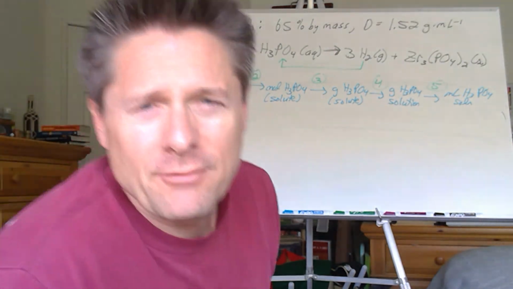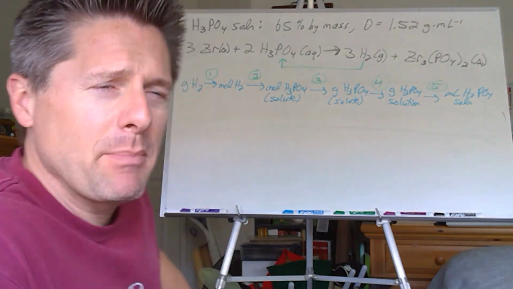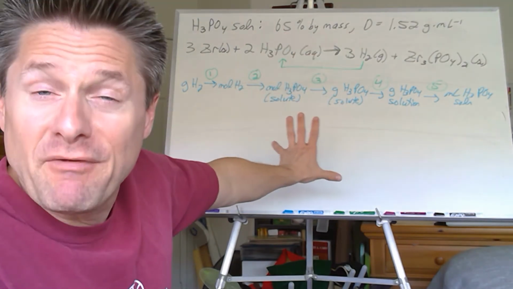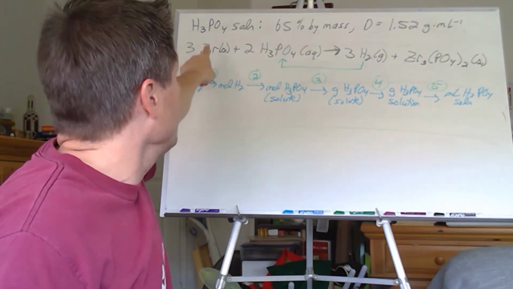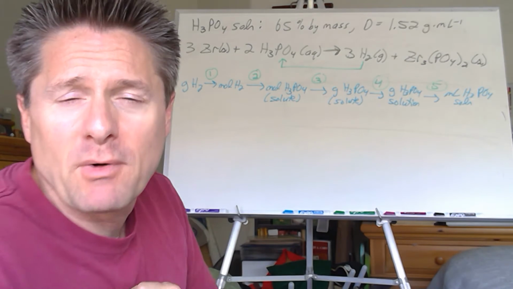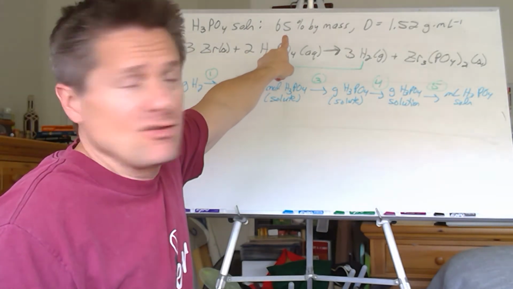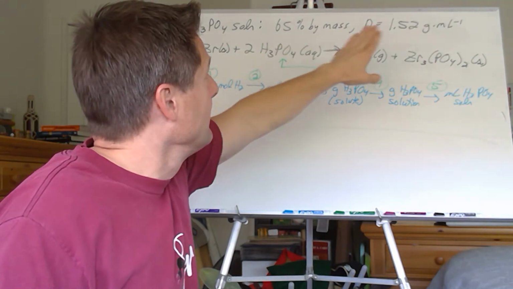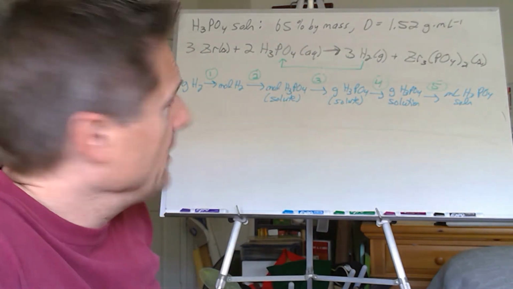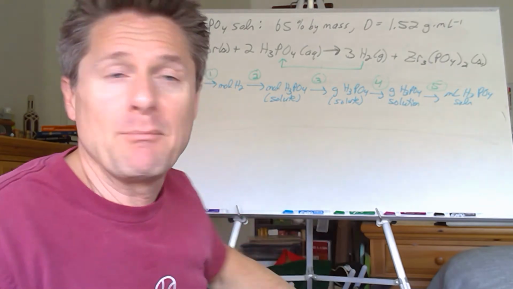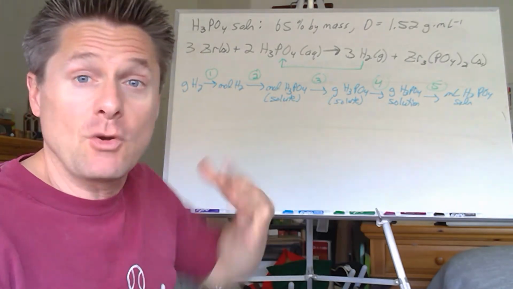I decided to walk through it with you. Let's take it one step at a time. So I simplified the board and gave myself some room. I rewrote the balanced chemical equation that was provided for you. I summarized the information on the phosphoric acid solution: 65% by mass, density is 1.52 grams per milliliter. And then I put our game plan back up with our 5 steps. So let's go ahead and start.